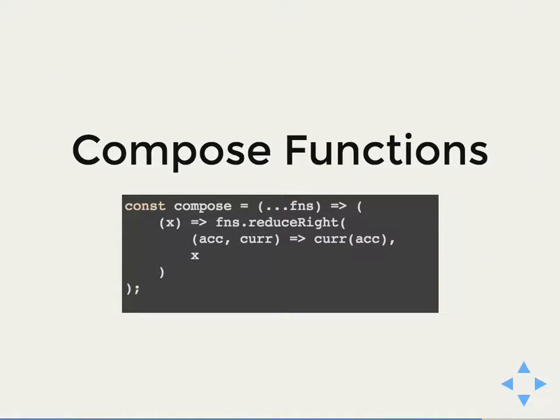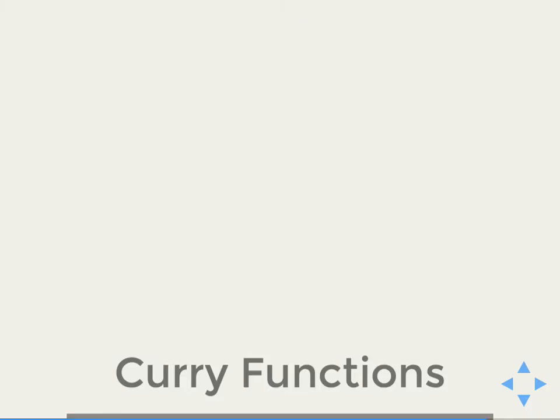You can compose functions. This function accepts n number of functions as an argument, and it returns a function that, when you call it, will run an argument through all of those functions. And it uses a reduceRight instead of reduce. If it was using reduce, it would be a pipe instead of a compose, I think.